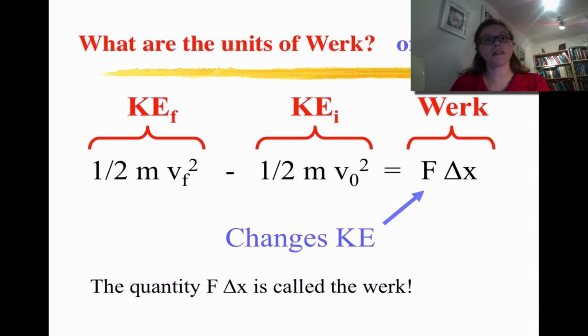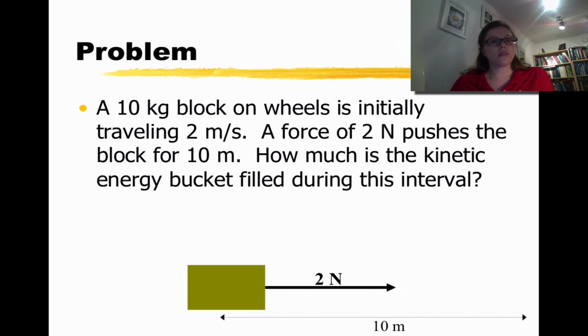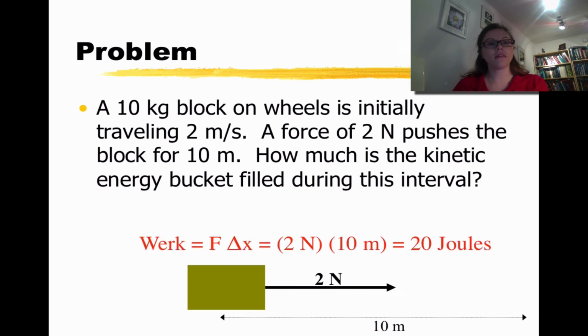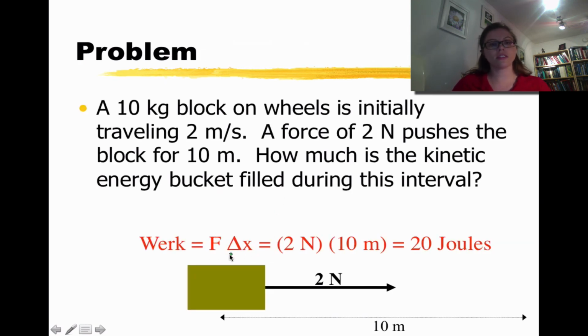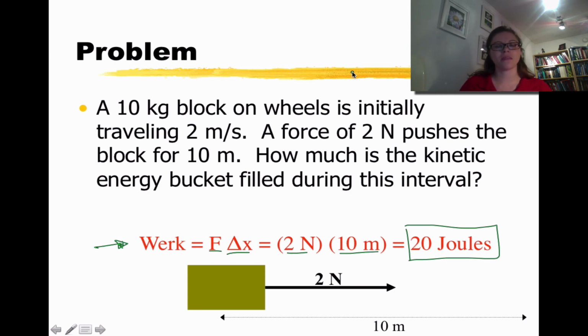Okay, so let's go back to our example. Let's revisit that example, that hairy example. So we saw the 10 kilogram block on wheels is initially traveling at 2 meters per second, and a force of 2 newtons pushes the block for 10 meters. How much is the kinetic energy bucket filled? Well, we know that the Werk is equal to the change in kinetic energy. So it's just this force times the distance traveled equals our change in kinetic energy. That's it. This one line equals all the work that we did in the previous page. Can you believe it? Isn't that awesome?